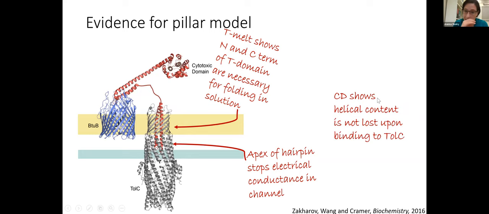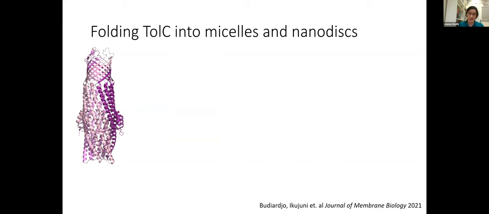And that CD ultimately shows that the helical content that you get for the solution T domain is not lost upon binding to TolC. So whatever you have in solution, it looked like it was a hairpin in solution, should be what it is in the membrane. So in order to do this, we wanted to do it easy. Things aren't always easy, but it can be quite laborious to deal with membrane proteins. And especially with TolC, you couldn't refold it in vitro. You had to isolate it from membranes.